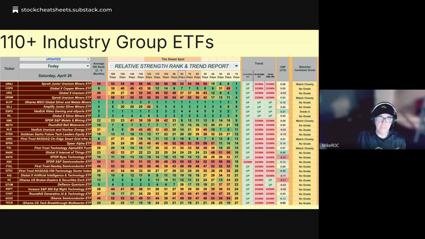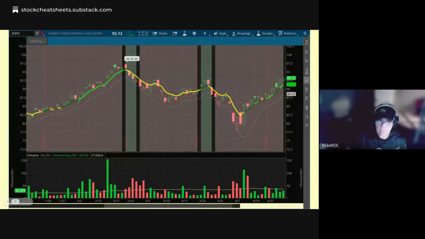So that's relative strength. And if I were to go back in the deck, which I'm still getting used to, by the way, I apologize.